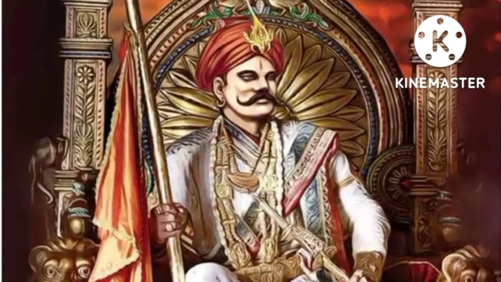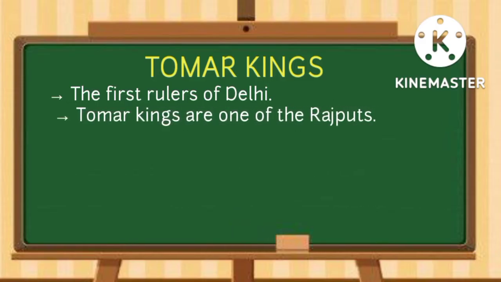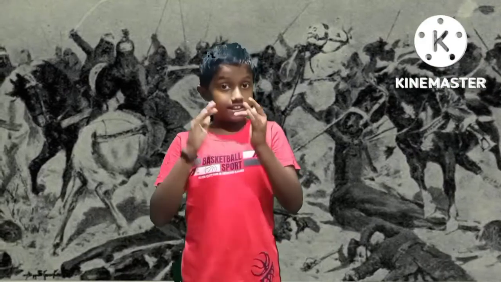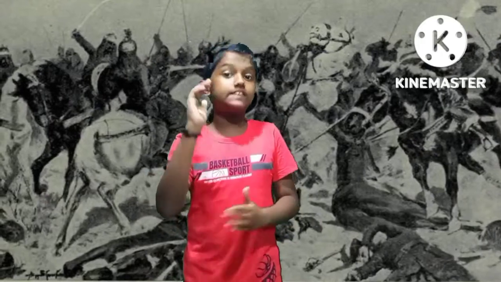So now let's see Delhi as a seat of power and the rulers who came to Delhi. For the first time, Delhi was under the control of the Tomar kings. The Tomar kings are one of the Rajputs. Who are Rajputs? Rajputs are the Kshatriyas in India, in central and northwest India.